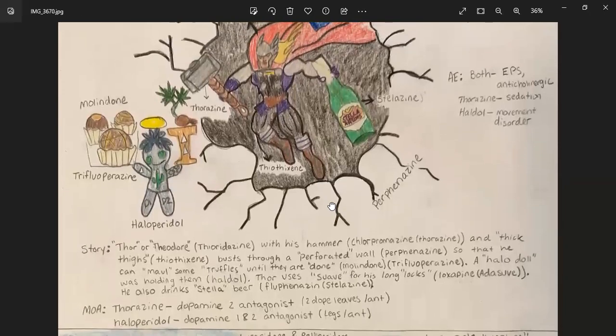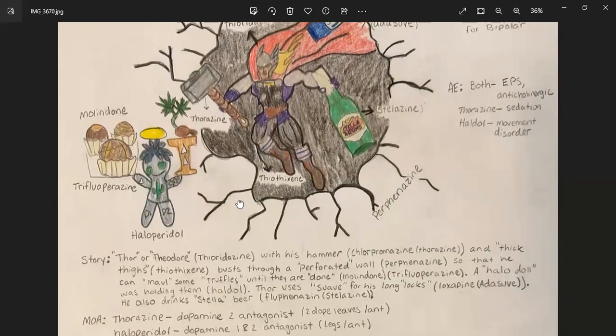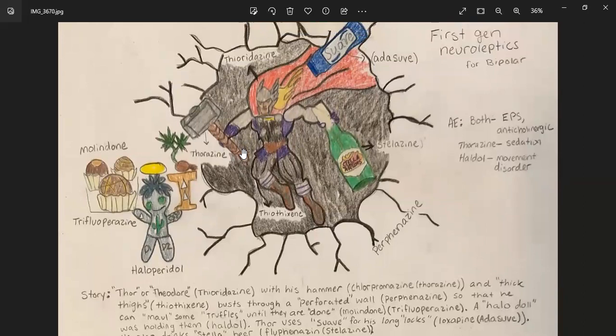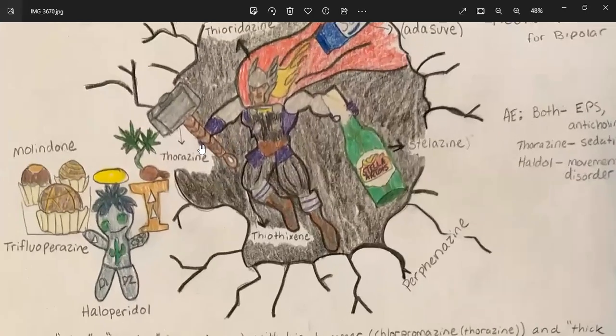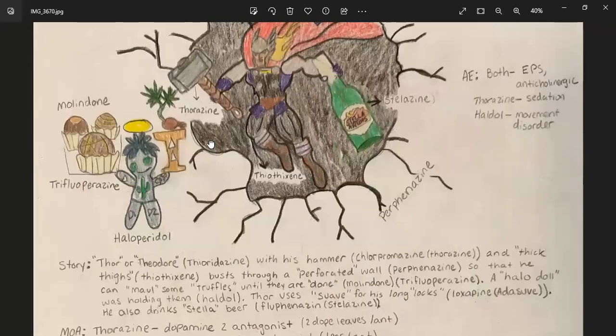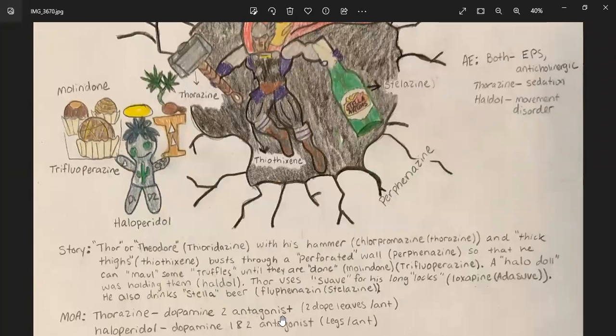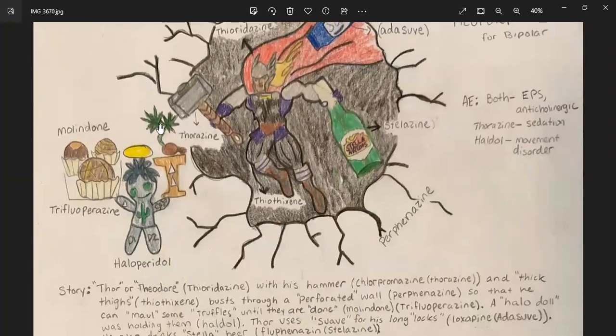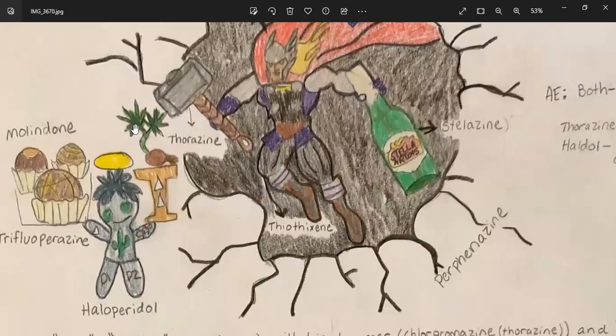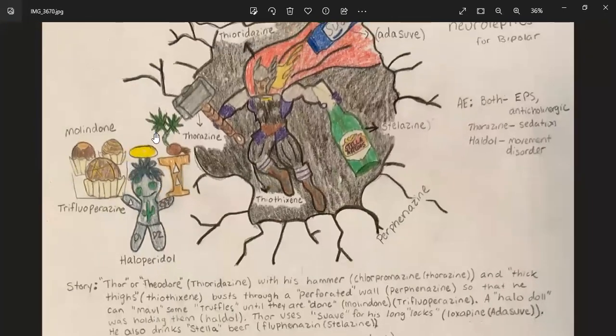So the only two drugs that were mentioned with the MOA and the adverse effects are our Thorazine and our haloperidol. So I'm going to focus on those first. So Thorazine is a repeat drug that we've learned before, and I just had represented it by Thor's hammer for Thorazine. And it is a dopamine 2 antagonist. So there was 2 dope leads for dopamine 2 antagonist.